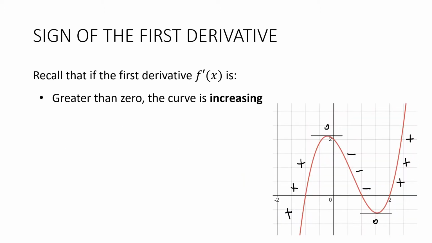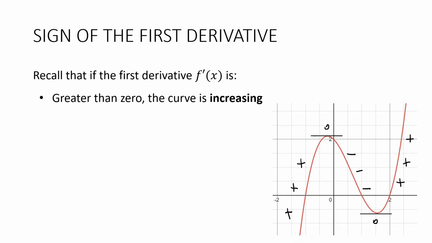So let's start off by revising the sign of the first derivative. Now remember that the derivative is also called the gradient function. It is the gradient of the tangent to the curve at any particular point. So if the first derivative is greater than 0, then the gradient of the tangent will be positive. And you can see that here and here. And the curve is going up at that point.